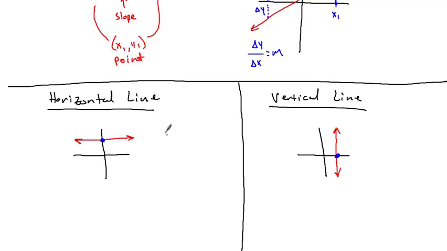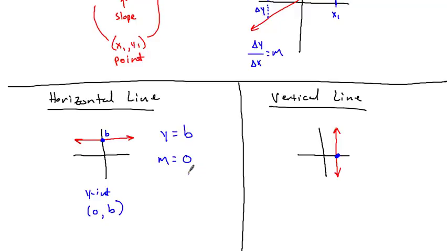All right, the equation of a horizontal line is y equals b. And b is this value right here. It's our y-intercept. So our y-intercept is (0, b). And remember, our slope here equals 0.